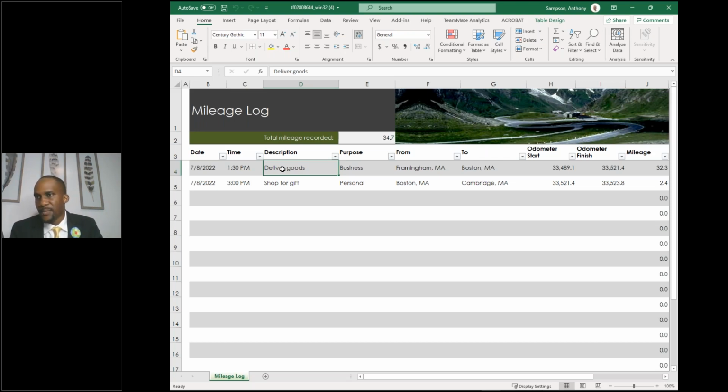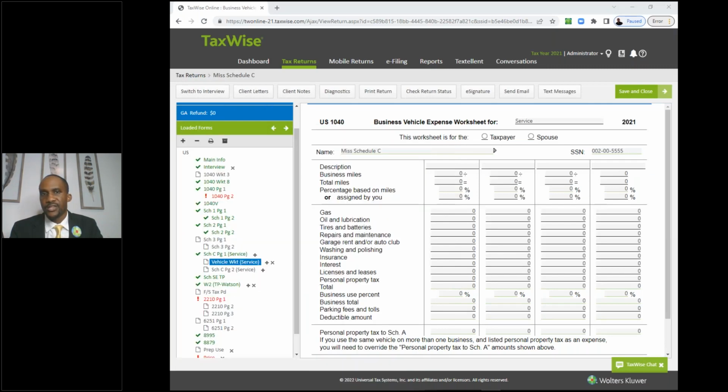I remember I did this about three or four years ago with a client. He was an electrician and, of course, gas. And I educated him on the mileage deduction. And it worked. Now let's walk through this for a second.